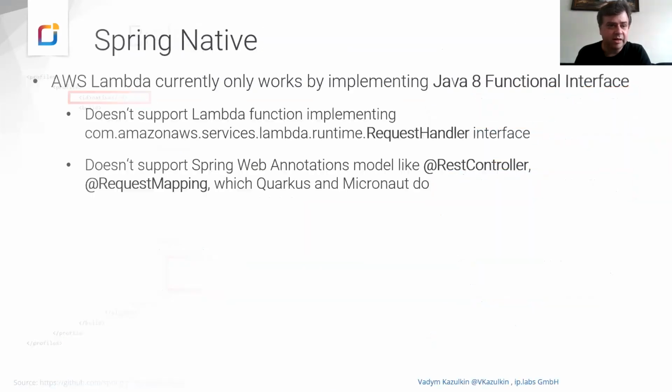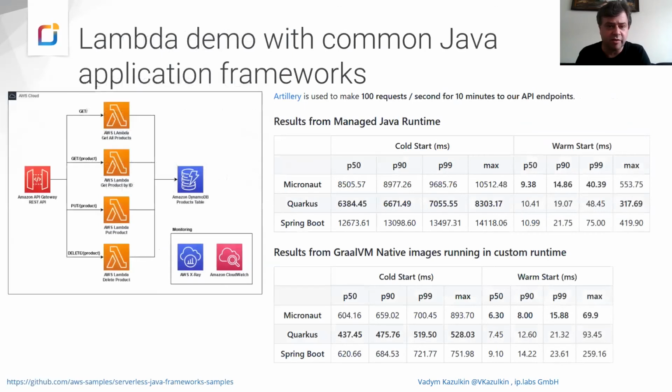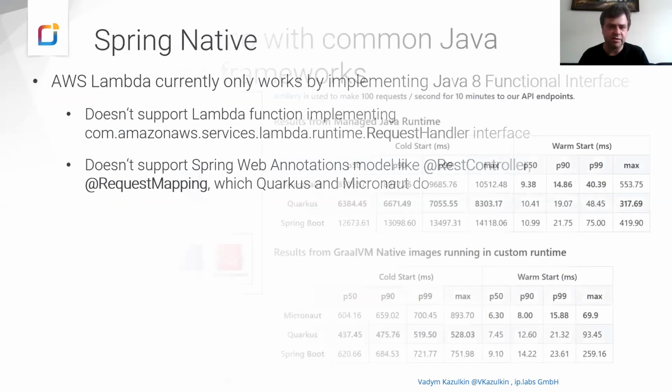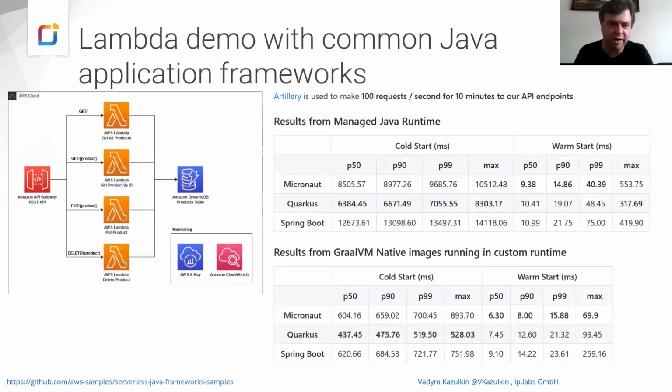So the funny part is that I only got it to work with the RequestHandler interface from AWS, and Spring Native, from my last test, doesn't support their own Spring Boot annotations like RestController, RequestMapping, and so on, which Quarkus and Micronaut do, and they also don't support the Java 8 function interface. So it's only working with the RequestHandler, which is not bad. We only need one way of working.